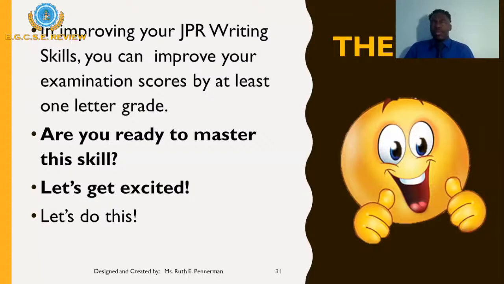And we always want you to be guided by general essay writing techniques. Always remember your introduction. Always remember your conclusion. Always remember to develop your body paragraphs. Always remember your transitional words and phrases as well. Those components are so important. And that, of course, as we said, can change your letter grade by 1 letter grade. So if these JPRs are mastered, if they're done well, you can actually move yourself from the B to the A, from the C to the B.